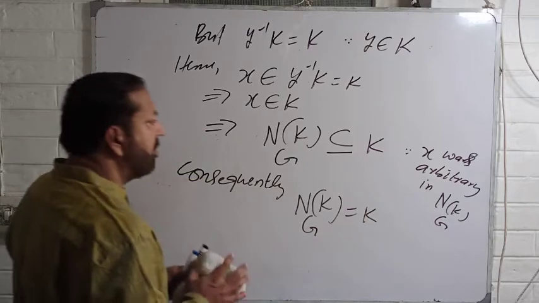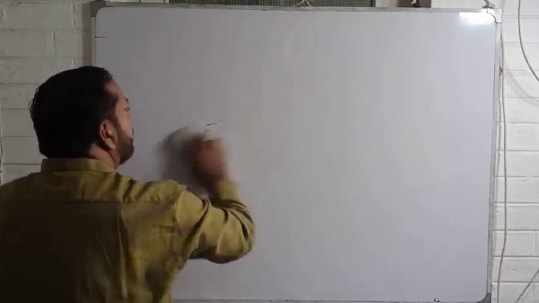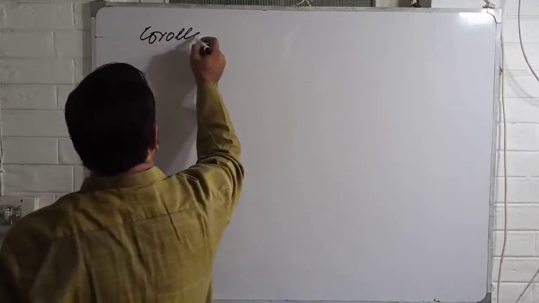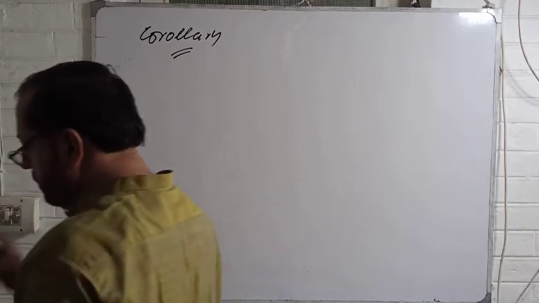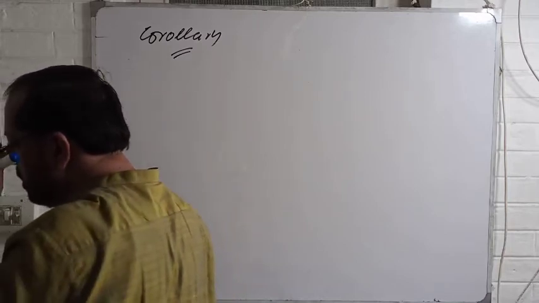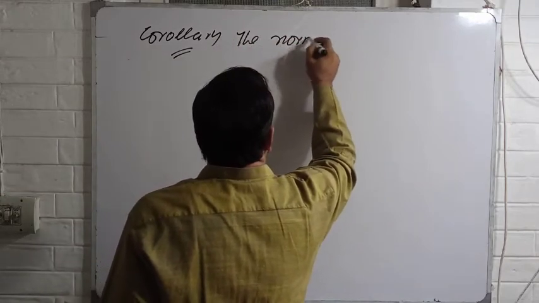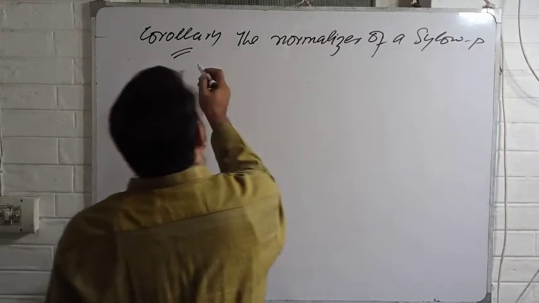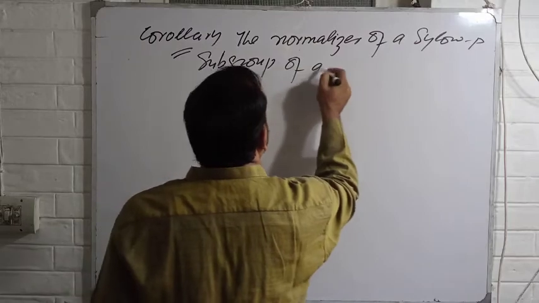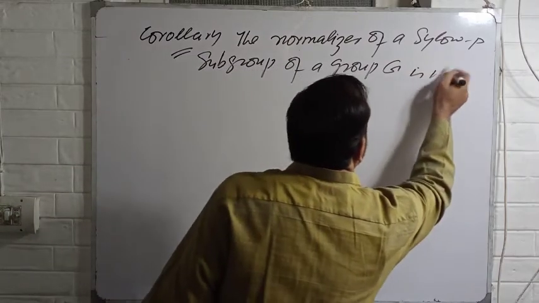Okay, next we have a very simple problem from this result. We can easily prove. Next problem. The normalizer of a Sylow-p subgroup of a group G is its own normalizer.